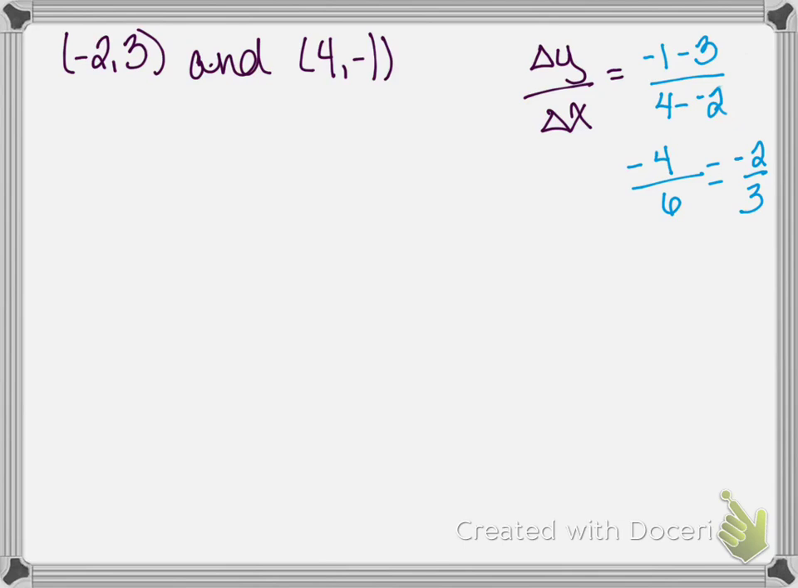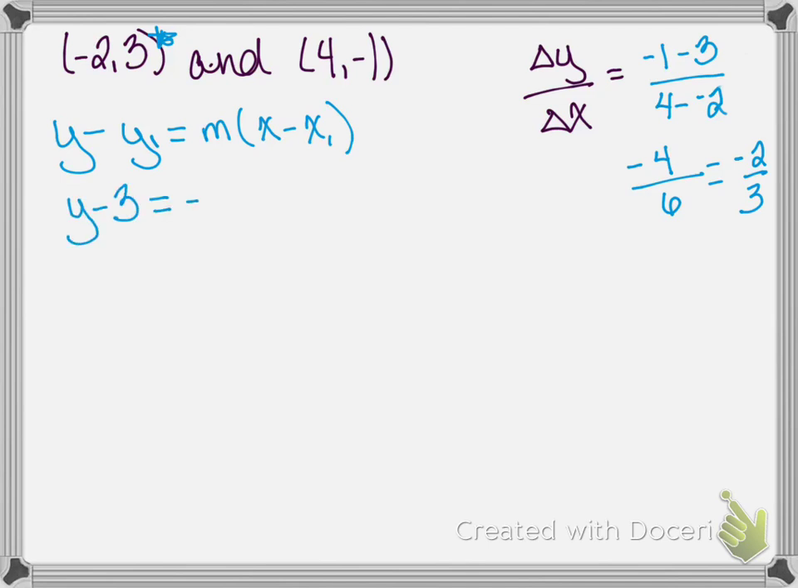Good. Okay, so now we're going to do y minus y sub 1 equals my slope times x minus x sub 1. And we could use either point. It actually doesn't matter which point we use, and I don't really think any of them are better or worse. So I'm just going to go ahead and do this one. So I have y minus 3 equals negative 2/3 x minus negative 2.